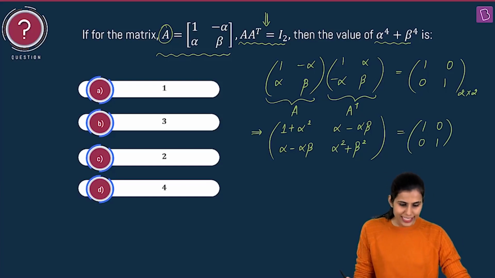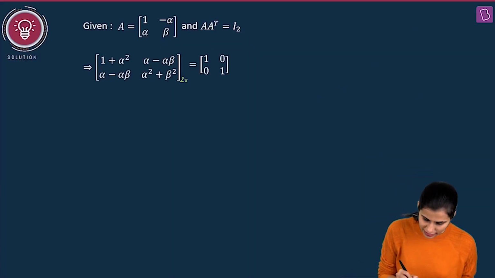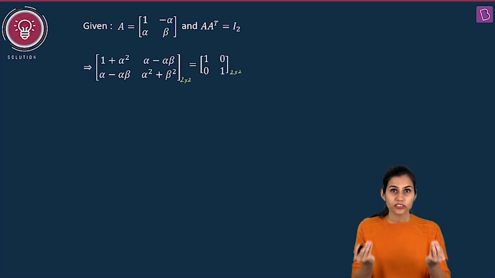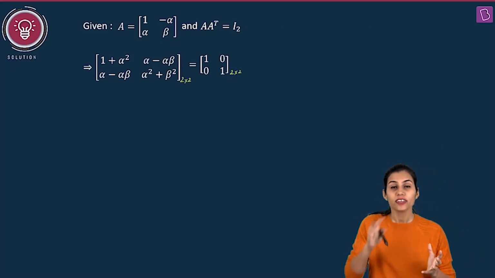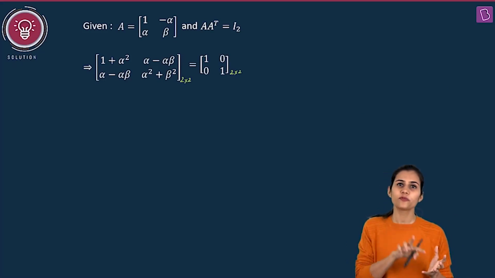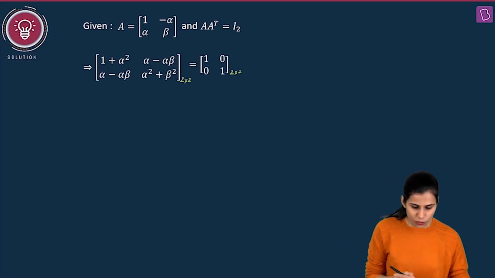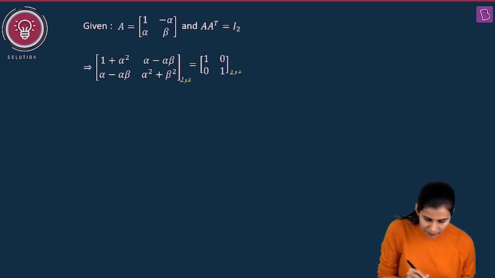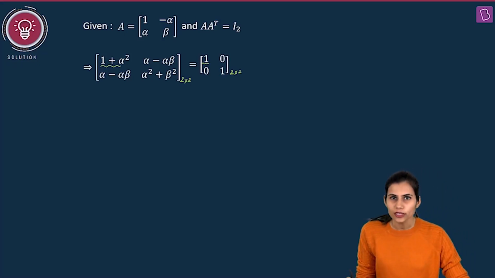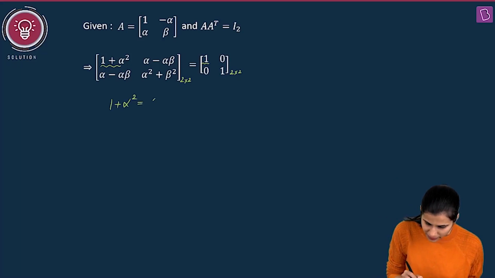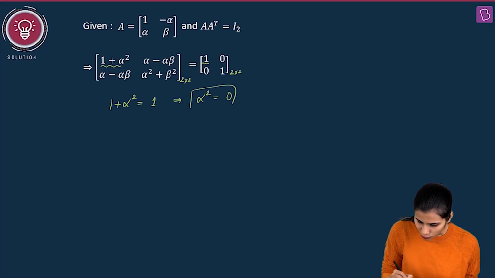So left hand side is a 2 cross 2 matrix. Right hand side is a 2 cross 2 matrix. Two matrices of the same order are equal if and only if each of the corresponding entries of both those matrices are the same, identical, photocopy. So, if these two matrices are equal, that means the 1/1th element of both these matrices will be equal, isn't it? This gives you 1 plus alpha square will be 1. This implies alpha square is 1 minus 1, that is 0.